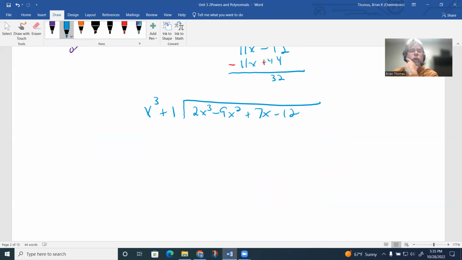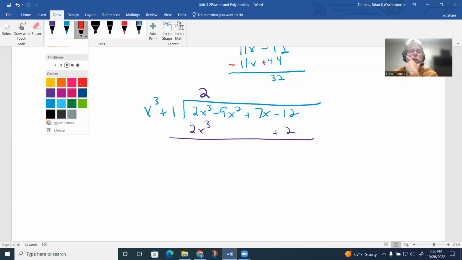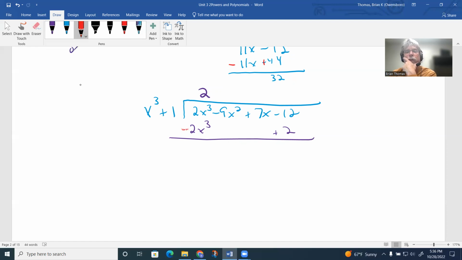So our first move, of course, is we're above the 2x cubed. What can multiply by x cubed to get 2x cubed is our first move. So we pick up on that. That's going to be a 2. So 2 times x cubed is going to be 2x cubed, and 2 times 1 is going to be a positive 2. So what we have then is we have to subtract, so we just change the signs. So this is going to come out, and this is going to be a negative as well.